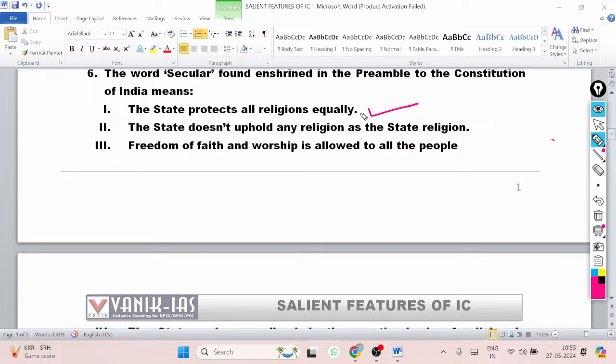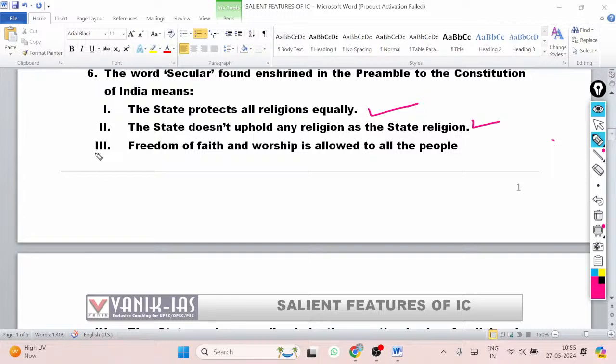Of equal status. Okay. Then the state does not uphold any religion as the state religion. Yes, there is no state religion. And one of the major things is that the state does not patronize or provide patronage to any religion. Okay, that is also a point to be noted.